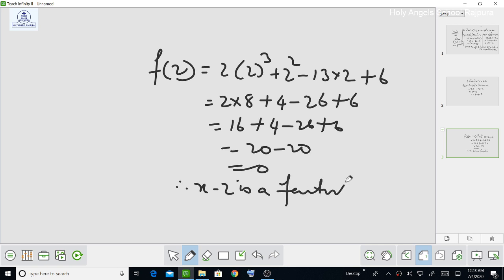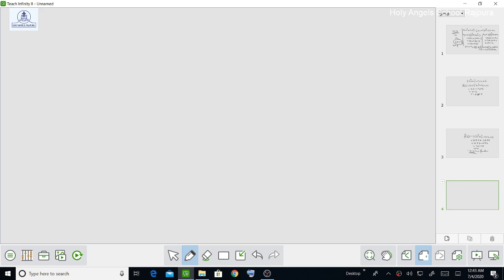x minus 2 is a factor of the given polynomial 2x cube plus x square minus 13x plus 6. One factor we got. What is the factor? x minus 2 is a factor. Now, we do the actual division to get the next factors. So, what are the next factors? For that we have to do the division.